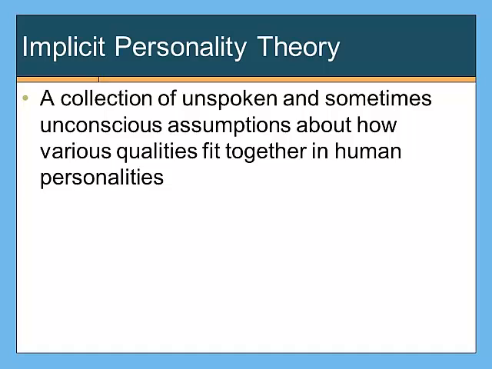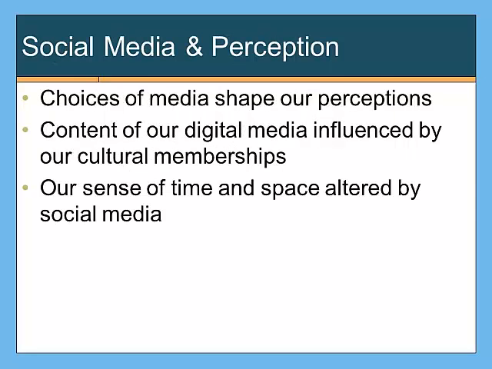So what that really means is, we think that somebody who is outgoing, they're also going to be friendly, confident, and fun. If somebody is quiet, they're also going to be shy and introverted. And this is sort of how we see that people are going to work together based on what our personality is and what our perception is and things like that. Okay, so let's move on to social media and perception. So looking at that, there's three things we're going to talk about here.